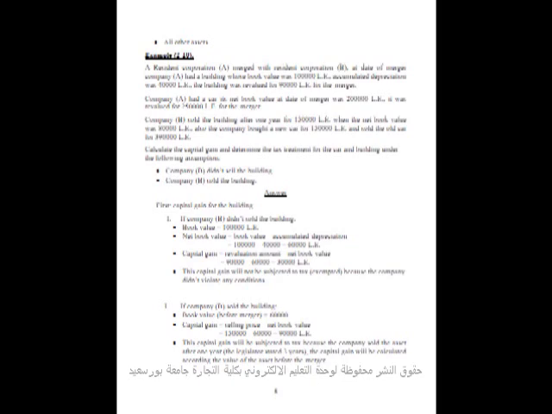Let's go ahead with the first assumption. Capital gain for the building, if company B didn't sell the building. Let's go ahead with the 3 steps. The book value according to the given was 100,000. The net book value is equal to the book value minus the accumulated depreciation. According to the given, 100,000 minus 40,000, the net book value is 60,000. The capital gain is equal to the difference between the revaluation amount, because it's not selling, minus the net book value. According to the given, the revalued building is 90 minus 60, 30,000. This capital gain will not be subject to tax.